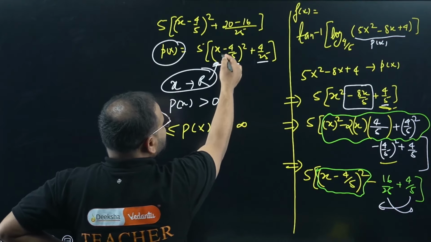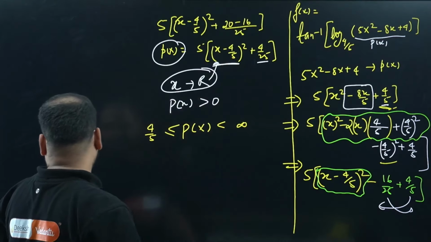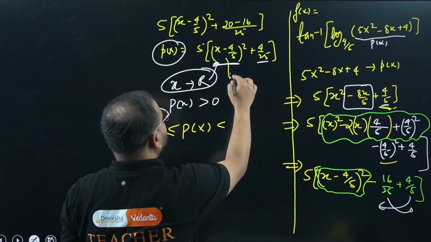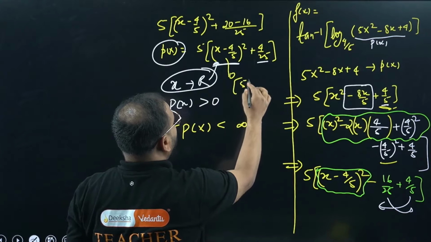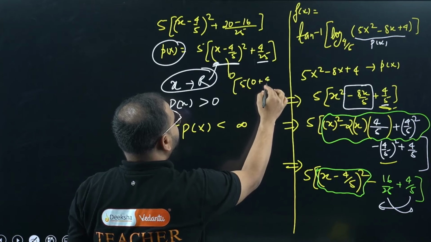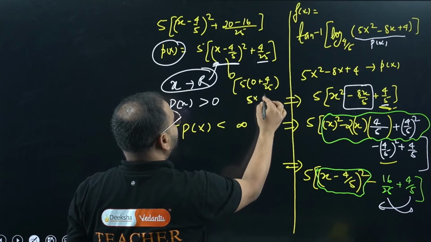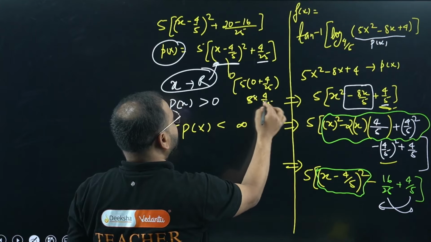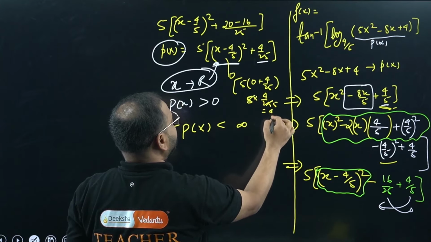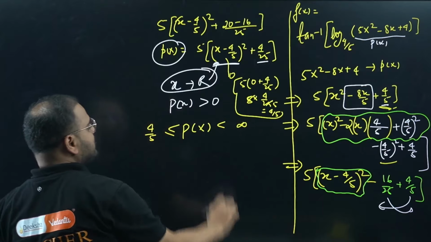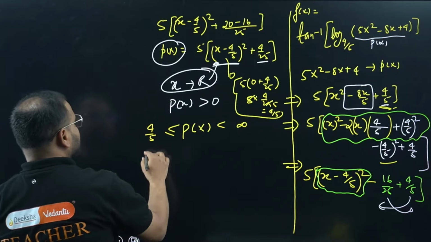Because if I put x as 4 by 5, then this part will be 0. So I will get 5 times 0 plus 4 by 25, which is nothing but 5 times 4 by 25, that is 4 by 5. Answer is 4 by 5, sir. So this is the minimum value. Maximum value is infinity.